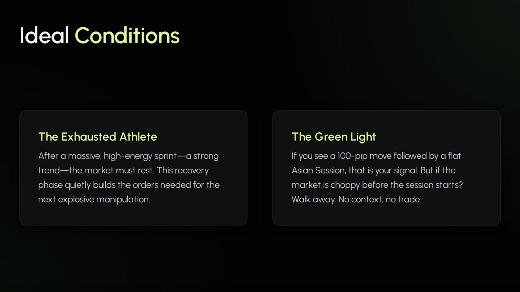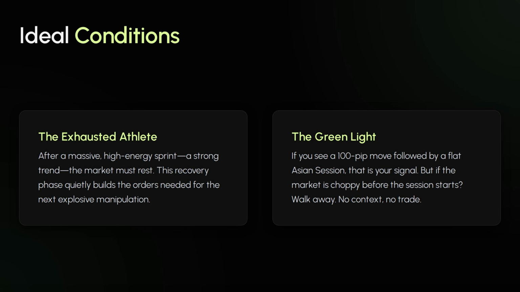Think of the market like a professional athlete. After a massive high energy sprint, a strong trend, the athlete has to stop and catch their breath. That recovery phase is exactly where the Asian range forms its most reliable traps. We're not looking for the market flying vertically. We're looking for a market that has finished its move and is now resting, quietly building up the orders it needs for the next explosion.